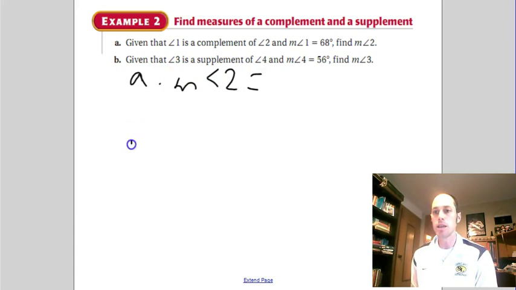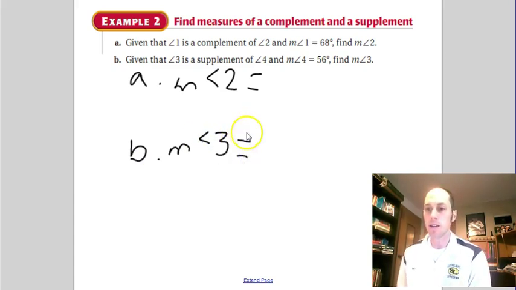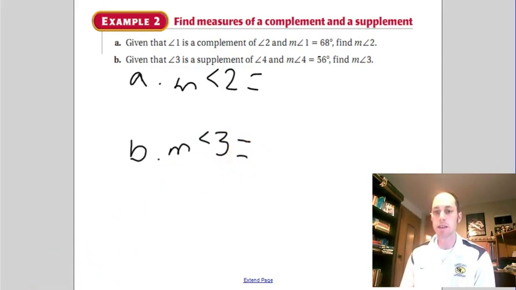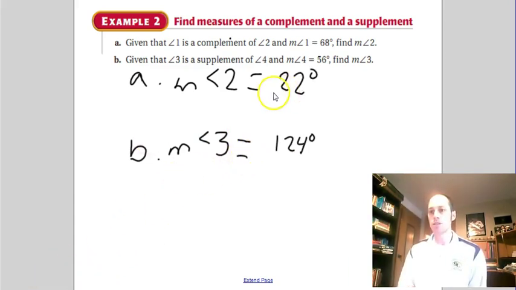And in the same way, B, given 3 is a supplement of 4, measure of angle 4 is 56 degrees, find out what the measure of angle 3 would have to be. You calculate that on your own and see if you get the same thing that I get. So I found the measure of angle 2, since it's a complement, to be 22 degrees. 22 plus 68 adds up to 90 degrees. And then measure of angle 3, I got 124, because 124 plus 56 equals 180 degrees, since it's supplementary. Okay?